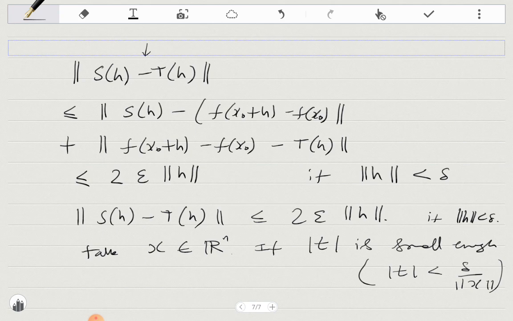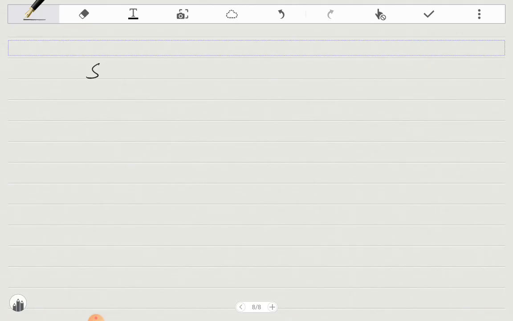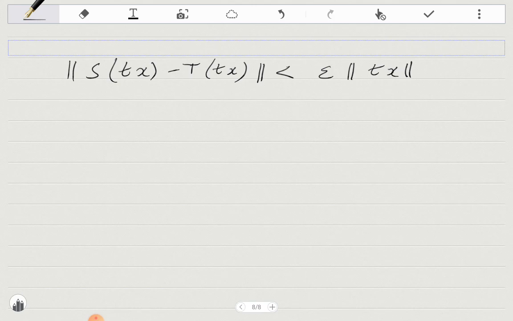Then I just want to ensure that this is less than delta. Then norm of S t x minus T t x will be less than epsilon times norm t x. So I can bring the t out. The t comes out with an absolute value sign on both sides, which implies norm S x minus T x is less than epsilon times norm x.